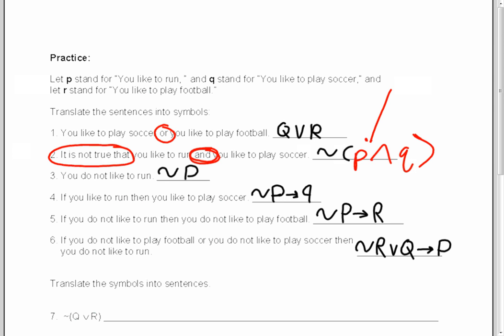Negation symbol P for number 3, that looks good. Number 4, if you like to run, then you like to play soccer. Does he need the tilde, the negation symbol? Right here. So I can take that out. Number 5, if you do not like to run, then you do not like to play football. And Kyle, I'm going to add a tilde or a negation symbol next to that.